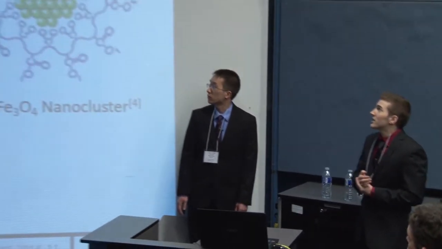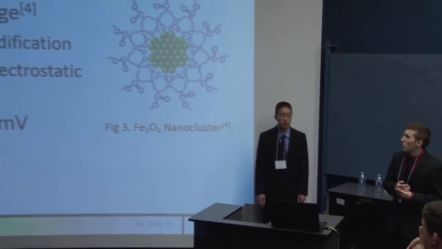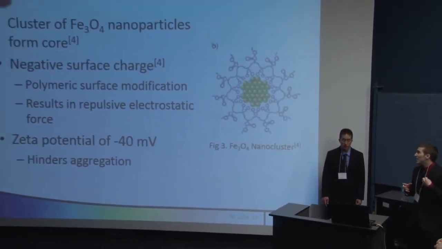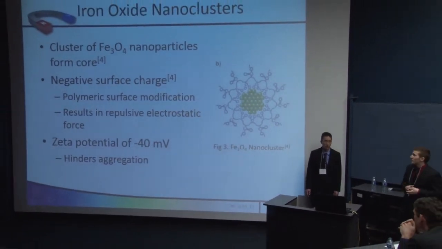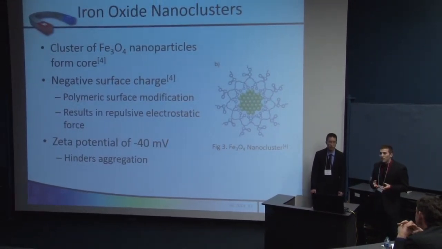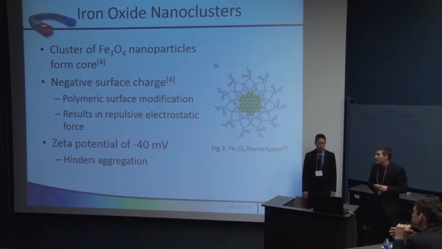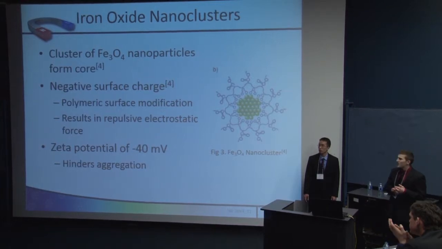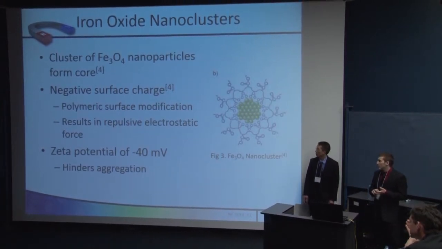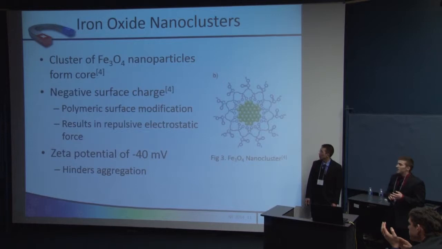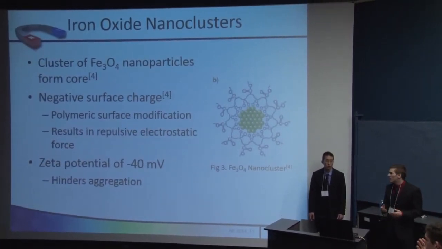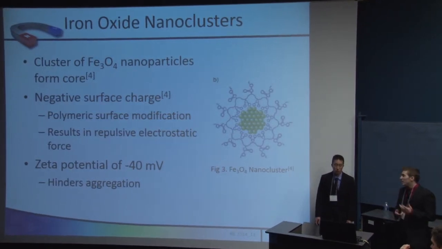So the second component of our design was iron oxide nanoclusters. These are composed of Fe3O4 core, and there's several particles that form a cluster. And now they're also surrounded by a negatively charged polymer surfactant that creates a negative surface charge on the particle. We measured the particles that we created with zeta potential and found that the zeta potential is around minus 40 millivolts, which is below the necessary minus 30 millivolts in order to prevent aggregation of the particles in solution.